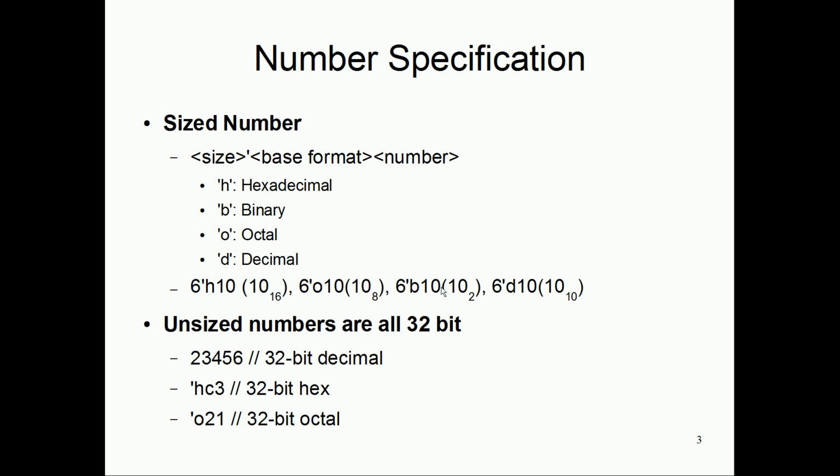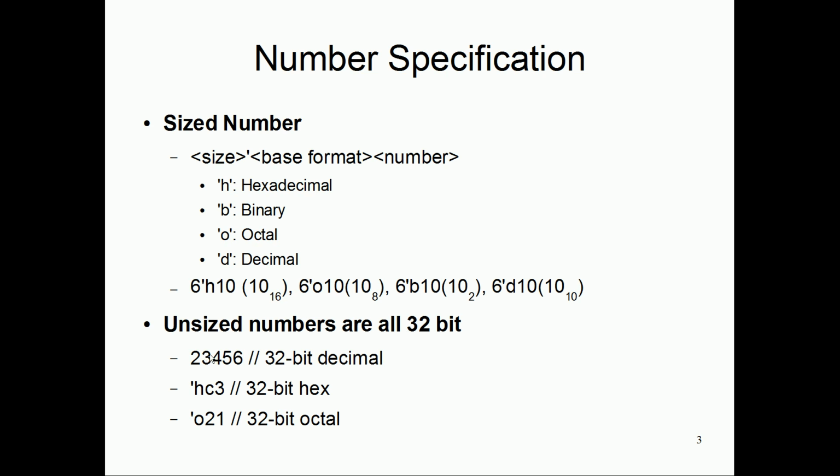For example, 6 tick o means a 6-bit number in octal. 6 tick b 10 means it is a 6-bit number in binary. So practically the internal representation will become 000010, with all the left-hand side bits at 0, and only the 10 at the rightmost side is the number we are looking for. Similarly, on the decimal side, 6 tick d 10 is a 10 in decimal.